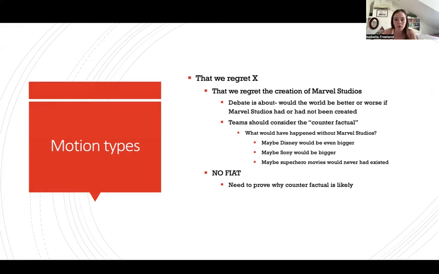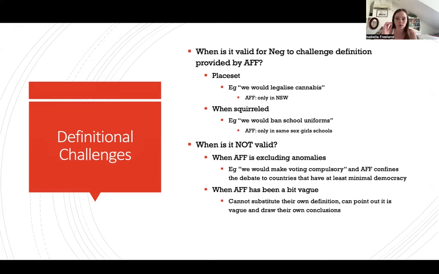For example, if affirmative says, if Marvel hadn't been created, superhero movies would never have existed, they need to prove why it is likely that superhero movies wouldn't exist. So why is it that Marvel has a monopoly such that no other market entrant would have been created, or whatever? That needs to be proven, and that's something that you should take into consideration as a judge. So if affirmative just asserts a counterfactual and negative actually proves a counterfactual, then you likely opt for negative's counterfactual.